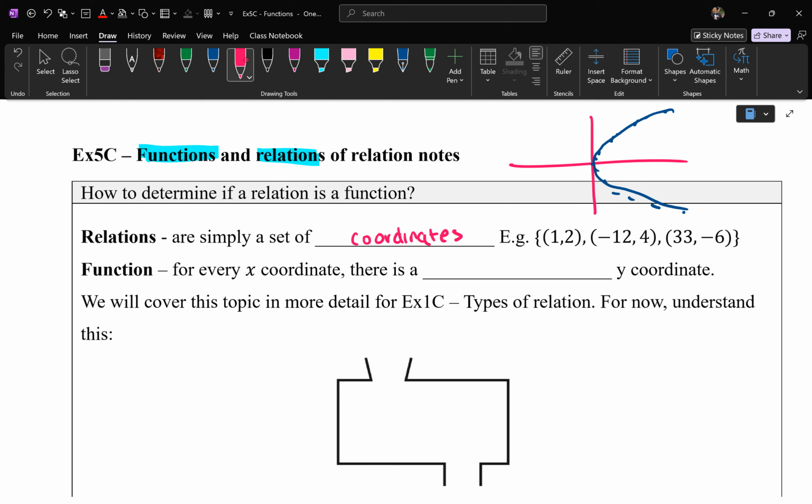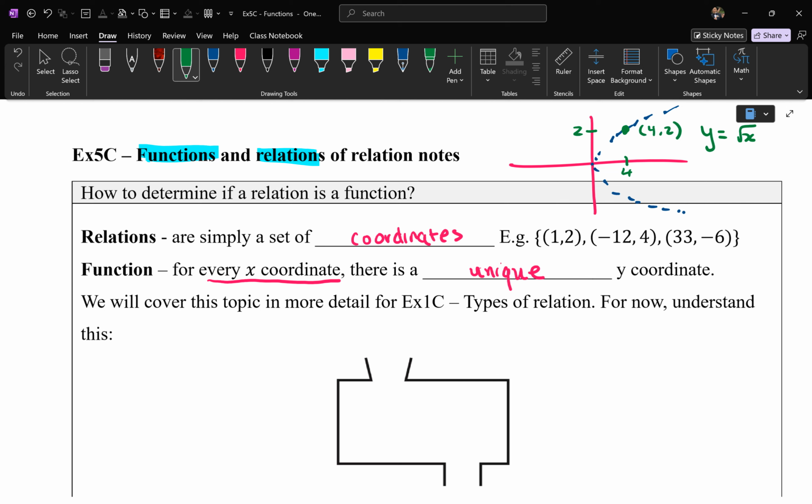So the question is, what is a function then? A function is for every x coordinate, there is a unique y coordinate. Okay, so write that down. Now, if you're thinking about what I'm saying there, why is this not a function? You can see that if I picked an x coordinate, let's say I picked this point here in green. Let's say x was 4. And let's say this is a square root relation. So square root, what's the square root of 4? 2. So that means this point could be 4, 2.